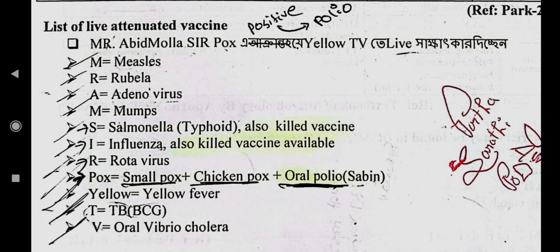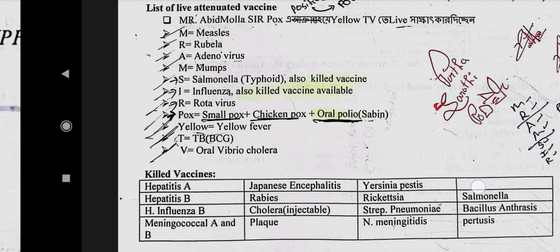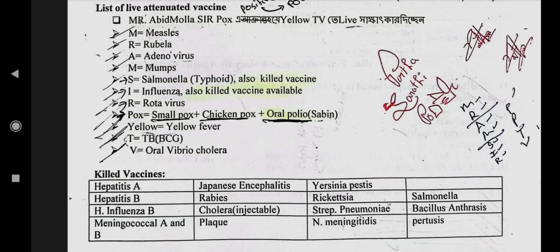List of live attenuated vaccines: measles, rubella, adenovirus, mumps, salmonella, influenza, rotavirus, smallpox, chickenpox, oral polio Sabin, yellow fever, TB, oral Vibrio cholerae. Killed vaccines: hepatitis A and B, H influenzae B, meningococcal A and B, Japanese encephalitis, rabies, cholera, plague Yersinia pestis, rickettsia, streptococcus pneumoniae, N meningitidis, salmonella, Bacillus anthracis, pertussis.